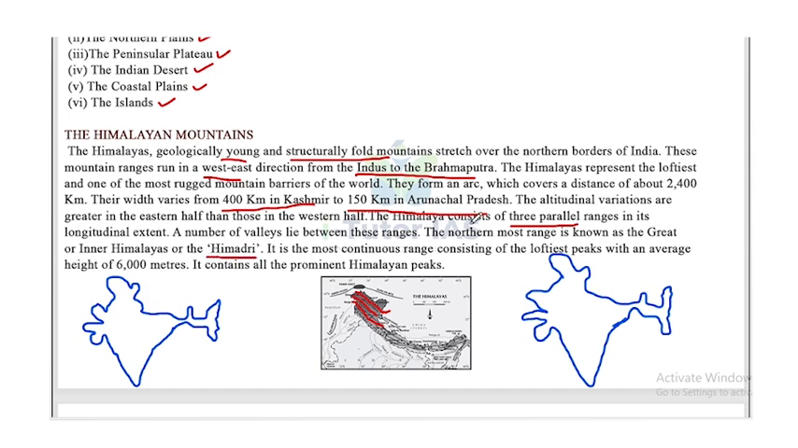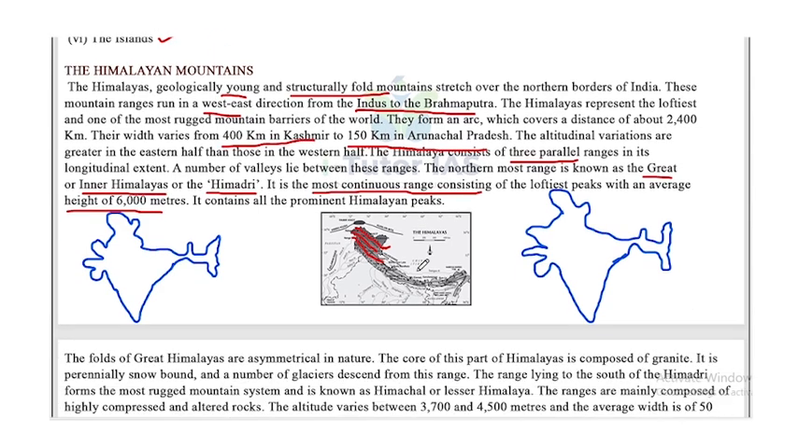We already said that the Himalaya consists of 3 parallel ranges. The first one is the Great Himalaya or Inner Himalaya or Himadri. This is the most continuous range consisting of the loftiest peaks with an average height of 6,000 meters. It contains all the prominent Himalayan peaks.